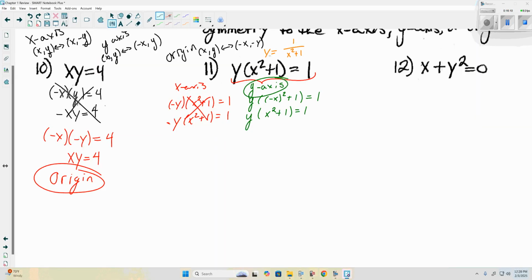And we can look at the last one: x plus y squared equals 0. Well, we can start off with the x-axis. To see if it's symmetric to the x-axis, we replace y with negative y. It's going to work because negative y squared is y squared. We get back to our original equation. So this one is symmetric to the x-axis.